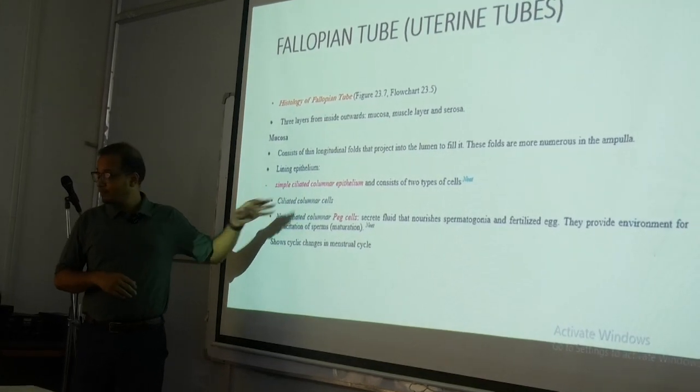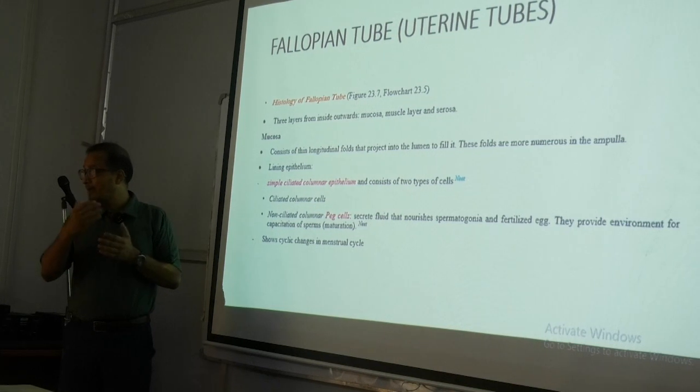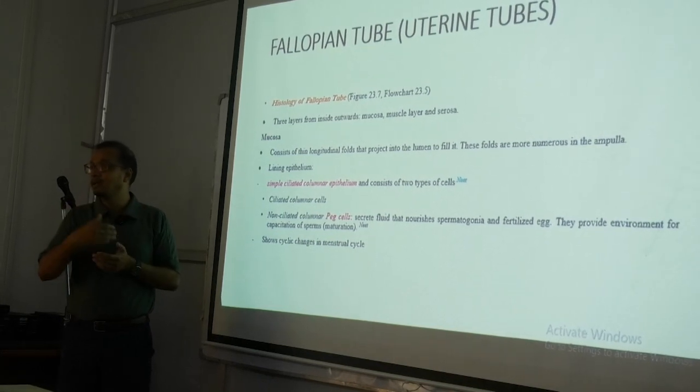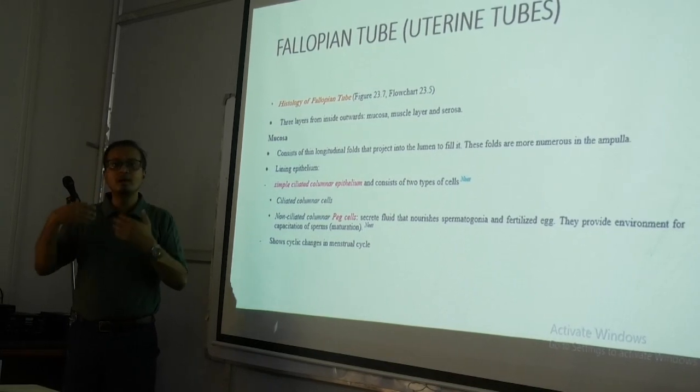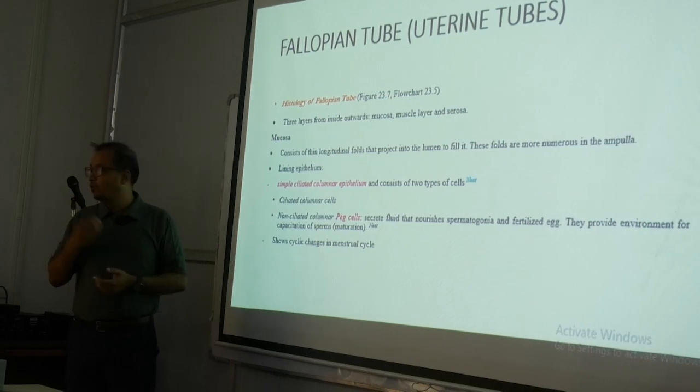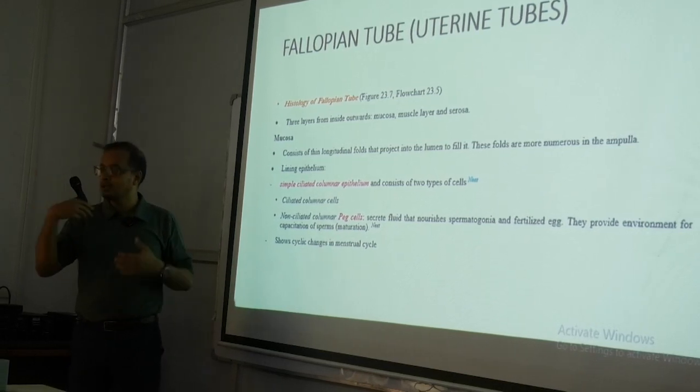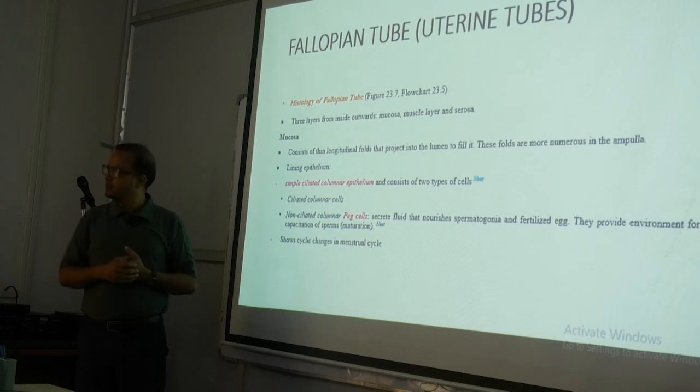Why is this cilia present? Because of the cilia, we get an action which moves, drawing or pulling the ovum, the fertilized ovum, or the sperms in the proper direction whenever required.